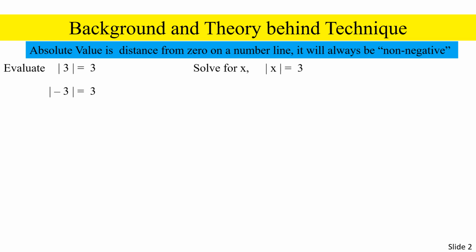So if I asked you to solve for x, the absolute value of x is 3. Well, we know it's 3 and -3, because the absolute value of 3 is 3 and the absolute value of -3 is 3. And that's the pattern we're going to use as we go through these.